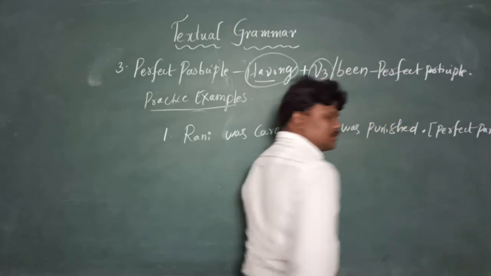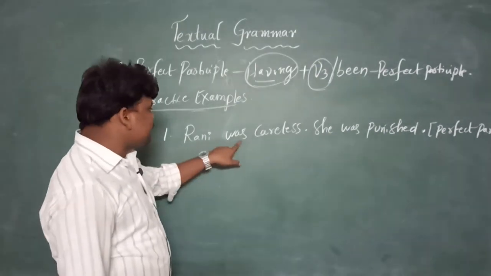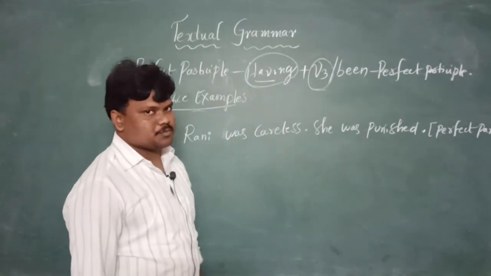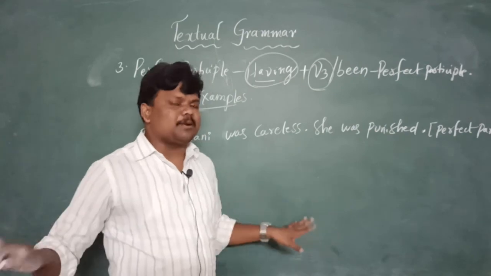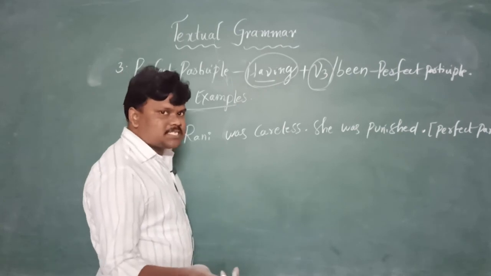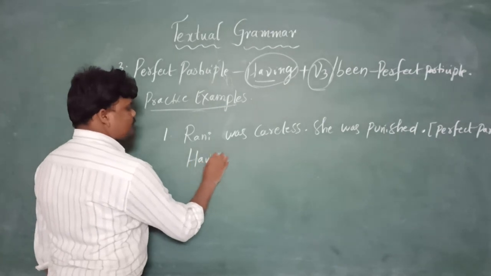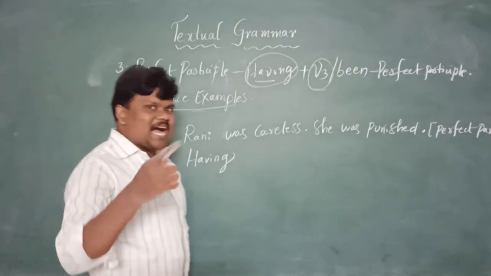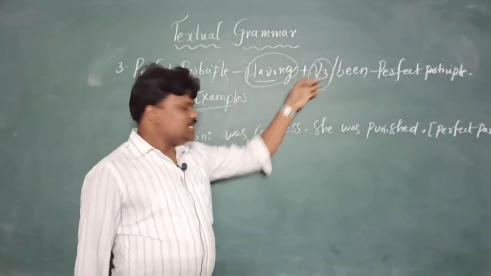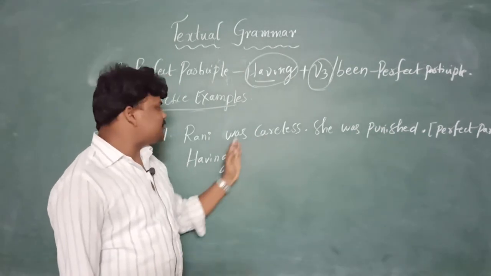Let's have a look at one more example. Rani was careless. She was punished. We need to combine the two sentences with perfect participle. If it is perfect participle, having is compulsory, though there is no has, have, had in the sentence. But as I already told you, after having we need to write V3 compulsory. Is there any V3 in the question? No. Is there any V1, V2, V3 in the first sentence? No.